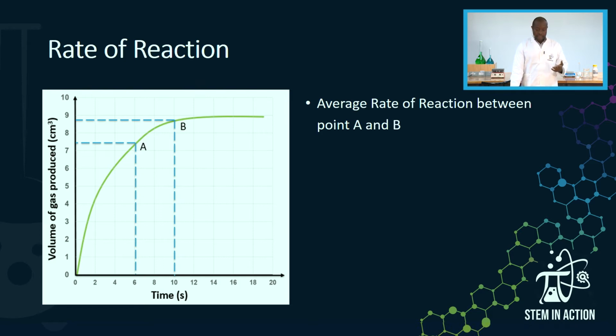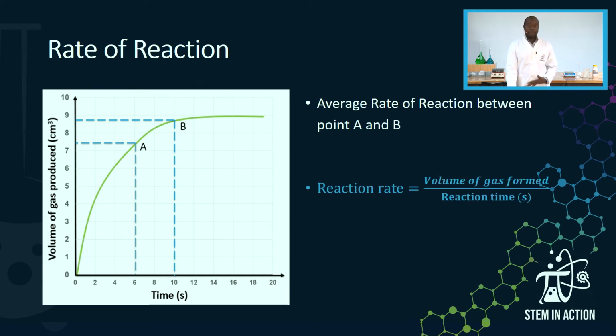So to find the average rate of the reaction between point A and point B, we are going to apply our formula, and we are going to say that the reaction rate is equal to the volume of gas formed over the reaction time. And so volume of gas formed is going to simply be the final gas minus the initial gas. So the volume of gas formed is going to be the final volume at point B minus the initial volume at point A over the time at point B minus the time at point A.